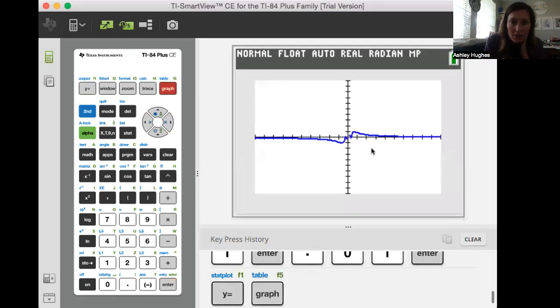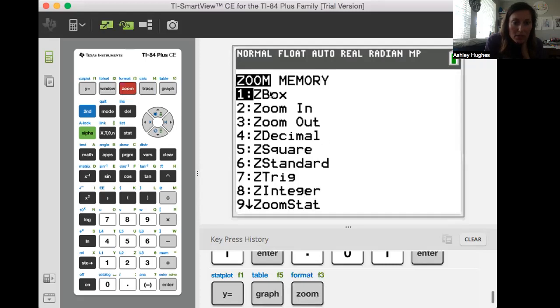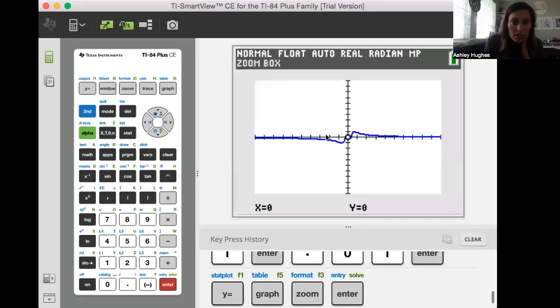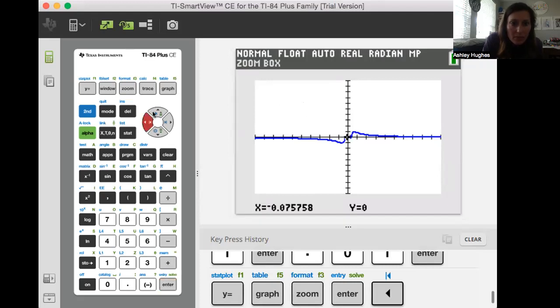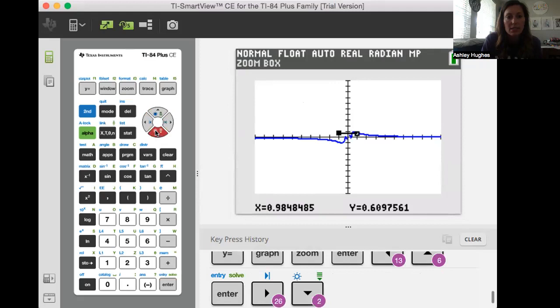Let's look at the graph. You see this right here? Let's see if I can zoom in. Zoom box. Enter. I'm trying to get it. So I'm going to zoom in. There's my left corner. I'm going to show you, this would be graphically, but I'm just going to verify what we're seeing on the table.